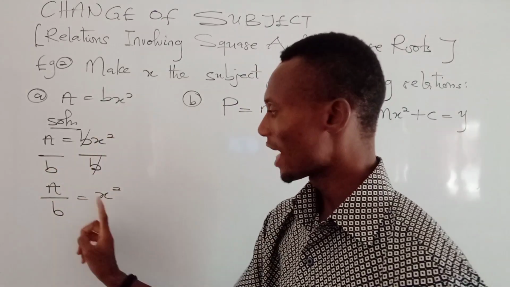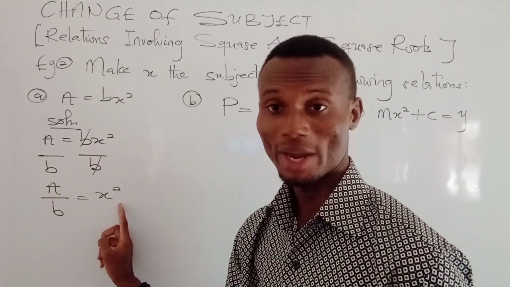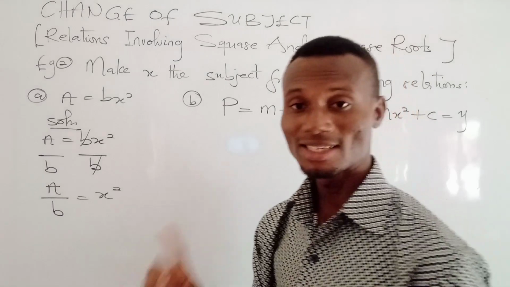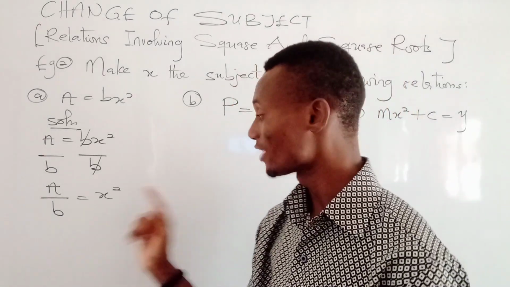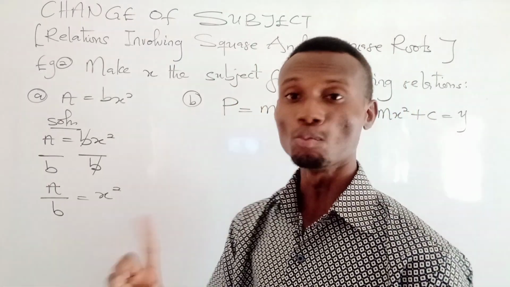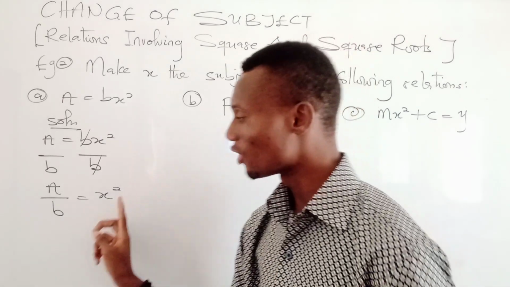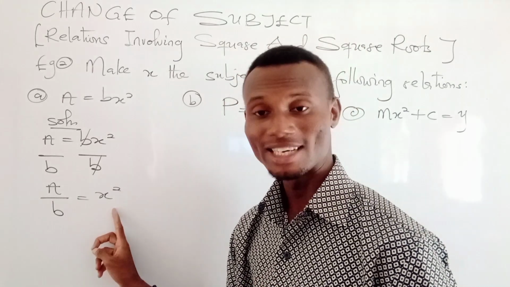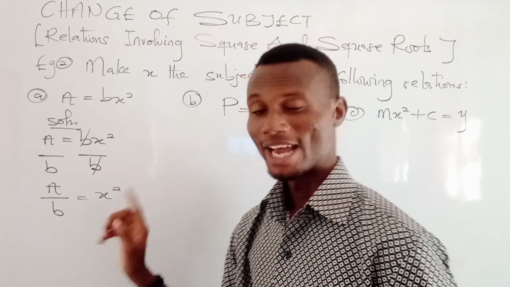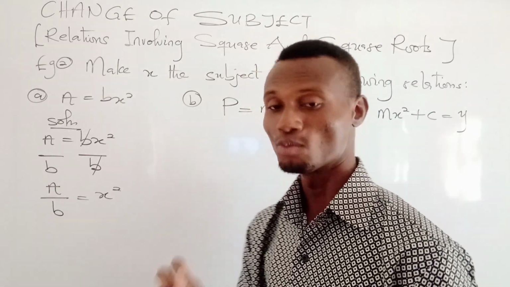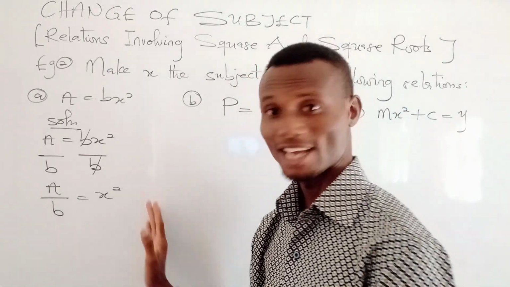Okay, so now we have A over B equals S squared, and please, we were not asked to make S squared the subject, we were asked to make S the subject. So if you leave it like this, you are wrong, you are not done, because this is S squared and not S. The question asks us to make S the subject and not S squared the subject.